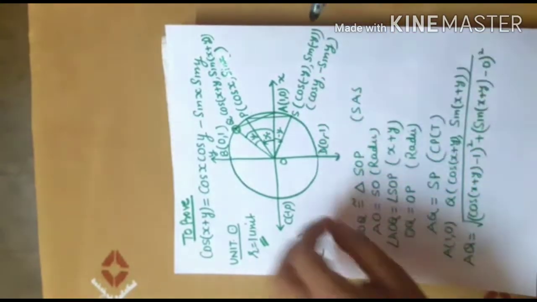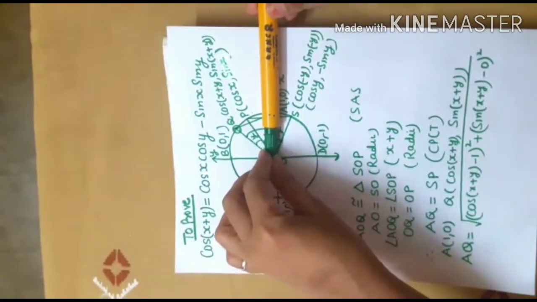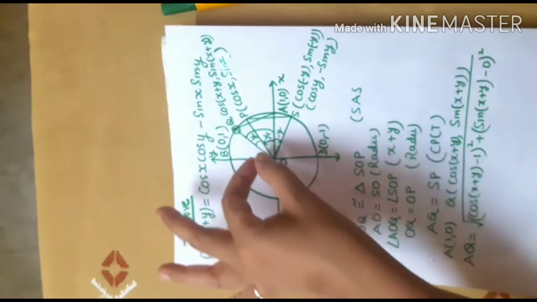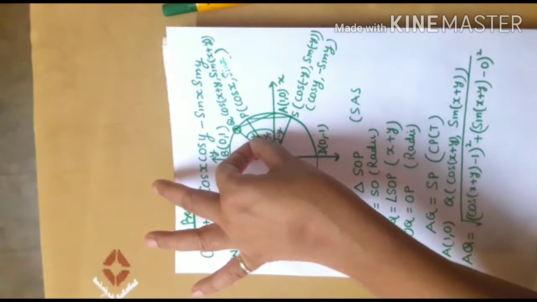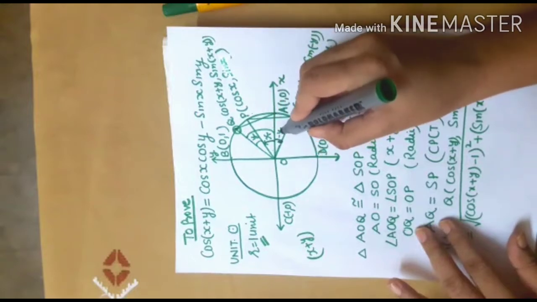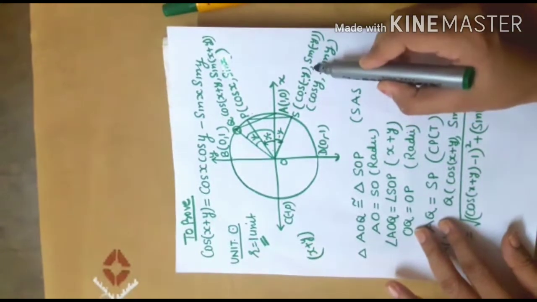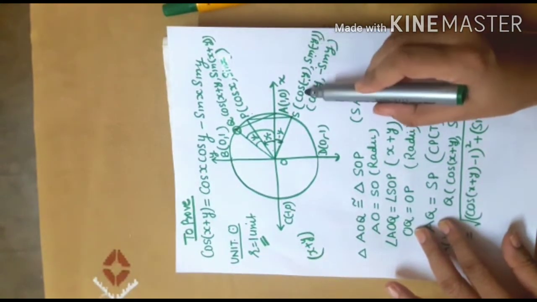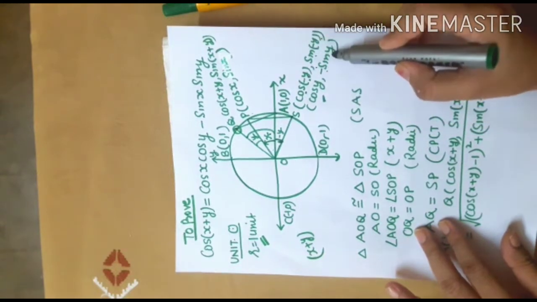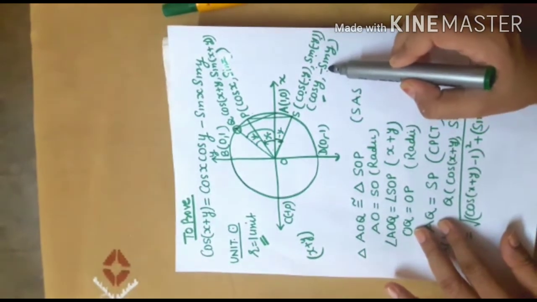Now, what we have done: this is the initial position of the ray. So I have performed a rotation equal to this angle y, but in the clockwise direction. So this angle will be minus y. So the coordinates of this point S will be (cos(-y), sin(-y)). And we know that cos(-theta) is cos theta and sin(-theta) is minus sin theta. So the coordinates of the point S will be (cos y, -sin y).